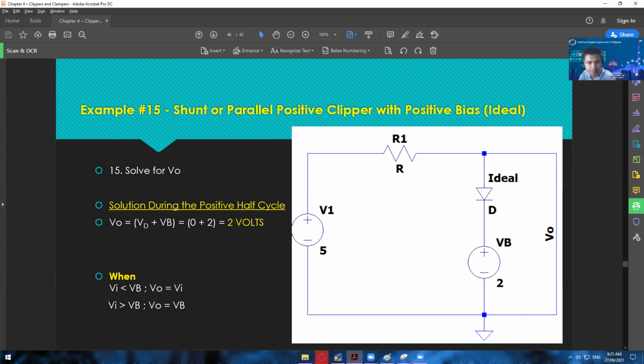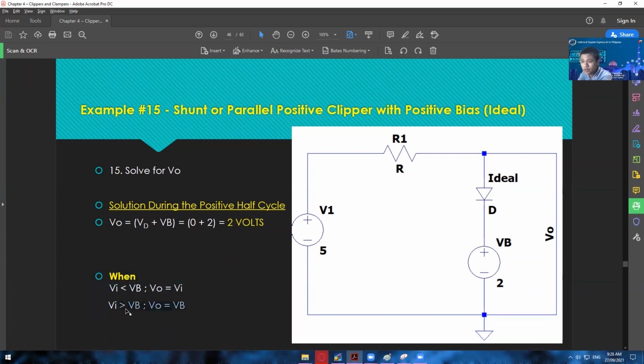All right, so great. Most of you are already here, and then there were 4 or 5 who didn't respond. Anyway, going back to this, VI is greater than VB, which is if this is the case, then we could say that VO is equal to VB. So yes, this is true, and this is also correct with this one.